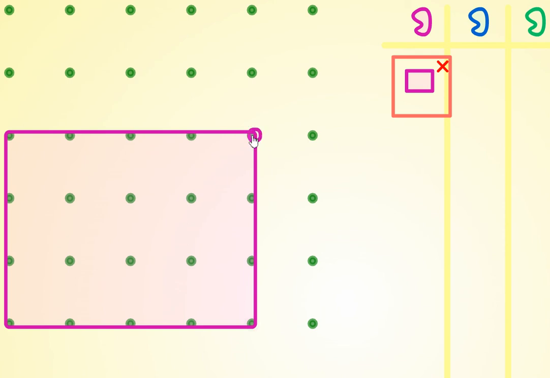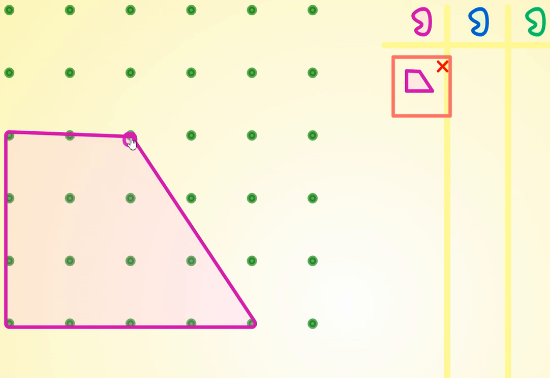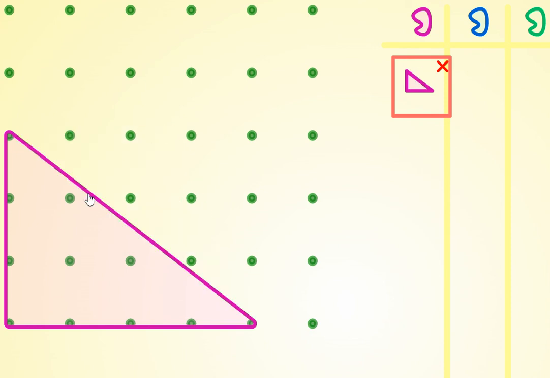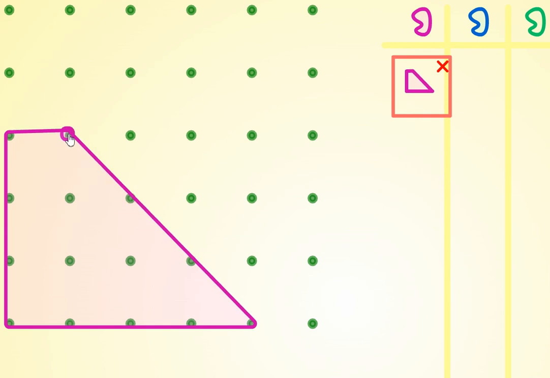Here's a rectangle, 4 sides, but I'll change it just a little bit. I've now only got one pair of parallel sides, so it's a trapezium. That's still a trapezium. That's a triangle. That's a trapezium, because it's just got one pair of parallel sides. I know this one's quite small, but it's parallel to the bottom, and it's only one pair.